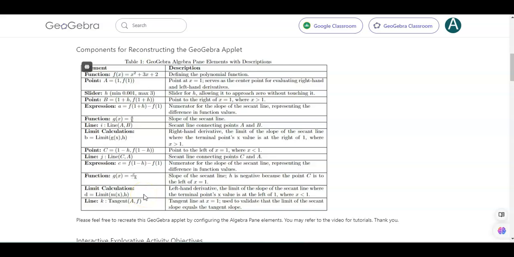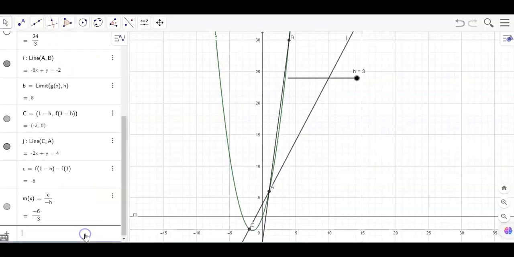Then we calculate the limit by typing the definition. D is equal to limit of m of x, comma h. So this is for the left-hand derivative, being the limit of the slope of the secant line where the terminal point's x value is to the left of 1. Hence, the x value of the terminal point is less than 1. So we're going to call the limit functionality. So limit, and then the parameter, our function for the left-hand derivative is m of x, and then our approaching value is h.